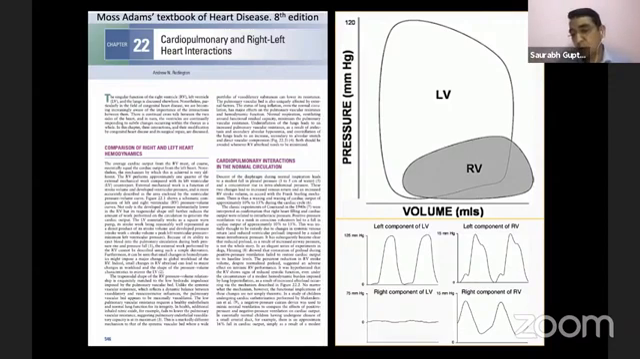IVS plays an important role, and IVS is part of both RV as well as LV, and this interplay of right ventricle and left ventricle determines how different chambers will be working in sync or out of sync.